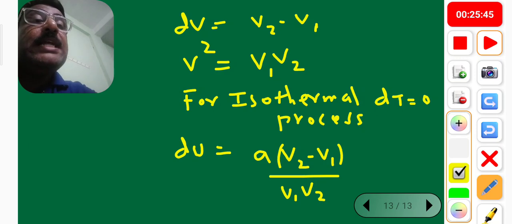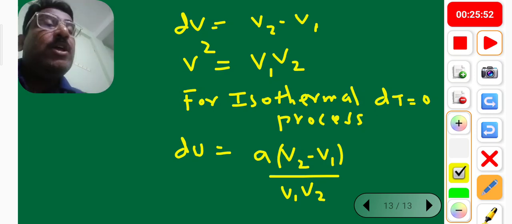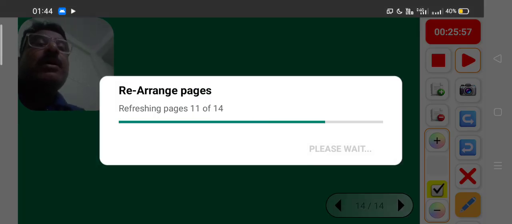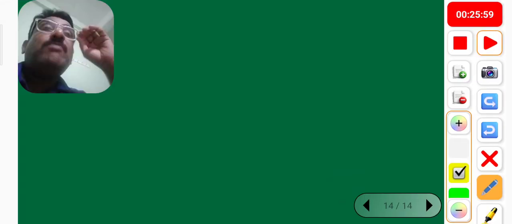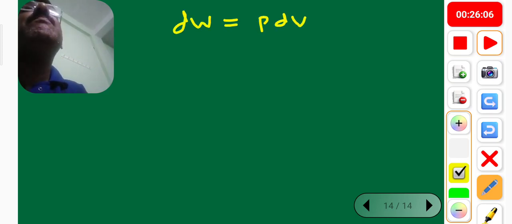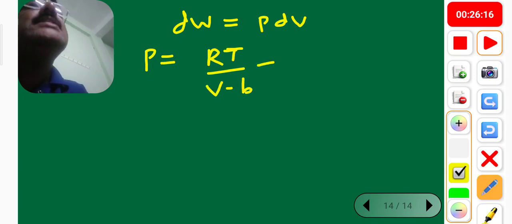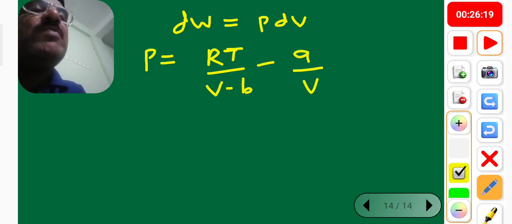So I got the internal energy change as a into v2 minus v1 divided by v1 into v2. Now also we know from the first law of thermodynamics that we have the work done value. What is work done? Work done is equal to P into dV. And what is P? P you already know from the Van der Waals equation. It is RT divided by V minus B, minus A divided by V square.